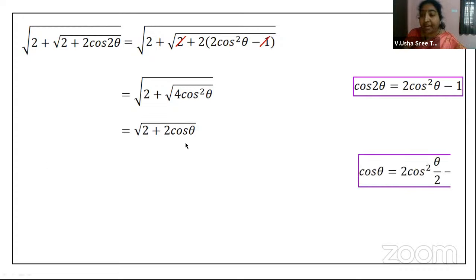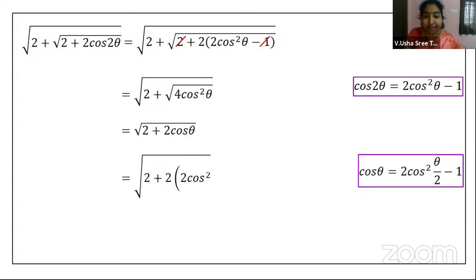Now, instead of cos theta, we can write the formula as 2 cos square theta by 2 minus 1. Hope you are observing this, children. First we have taken cos 4 theta, then cos 2 theta, then now cos theta. Now on the right hand side, first it was 2 theta in the formula, then theta, now it is theta by 2. Right? This is how we try writing the formulae for multiple and submultiple angles.